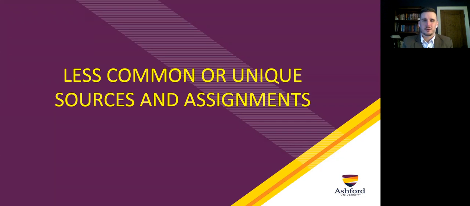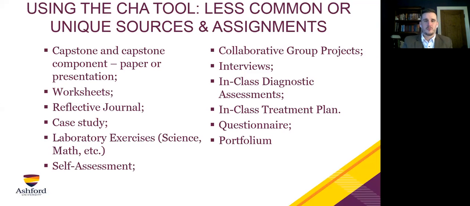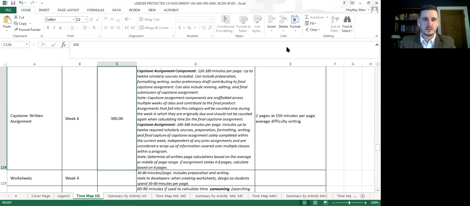And in this segment, we're going to go over some less common, more unique sources and assignments that you might use in your course. So first, I'm going to talk about the capstone and the capstone components, both papers and presentations. Then talk about worksheets, reflective journals, case studies, laboratory exercises, and self-assessment. And then Dr. Rice is going to go over collaborative group projects, interviews, in-class diagnostic assessments, in-class treatment plans, questionnaires, and portfolio. So we'll get into the credit hour document.